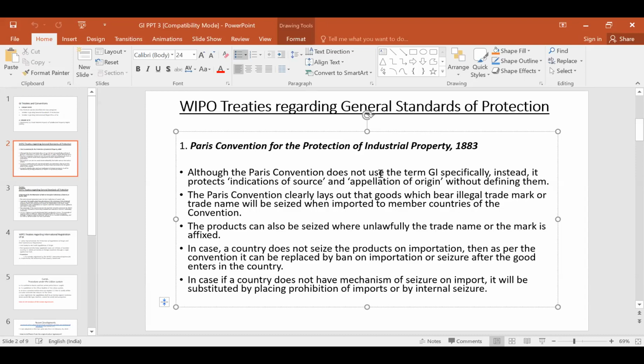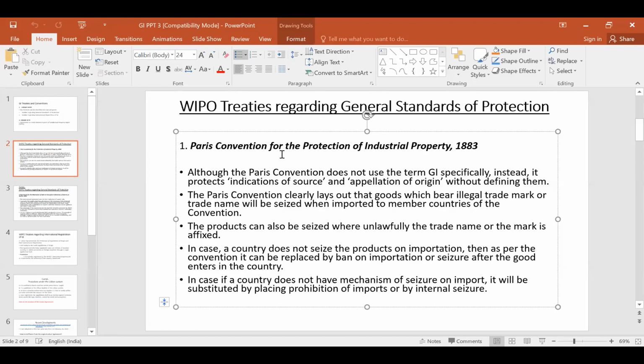Now, if you look into the specific provisions of the Paris Convention, you will see that they never use the word geographical indications, GI, because GI was the term which was first ever coined in the TRIPS agreement. This is a convention of 1883. TRIPS is the convention of 1994, more than 100 years later. The term geographical indications that we use now was only coined for the first time in the TRIPS agreement in 1994. So till 1883, there was no concept of geographical indications.